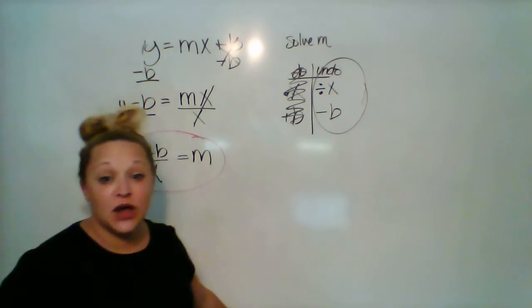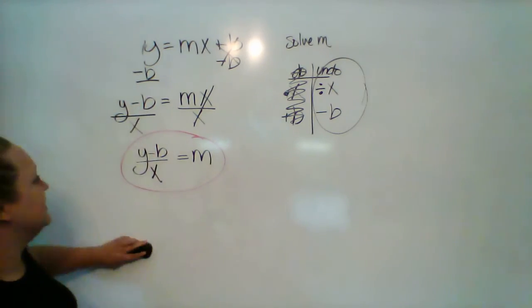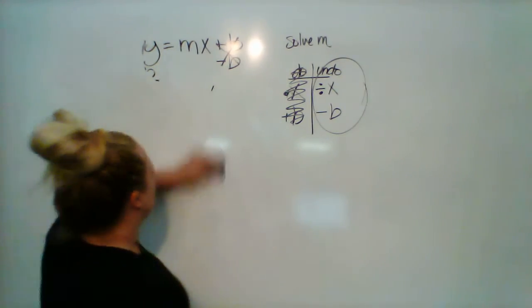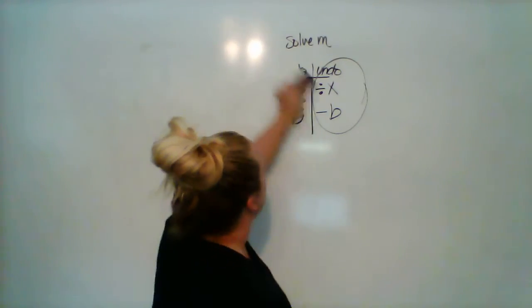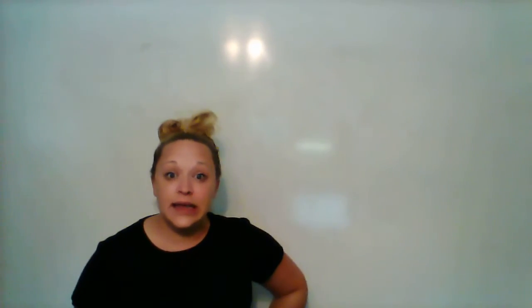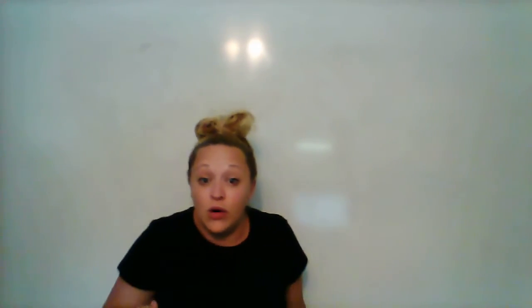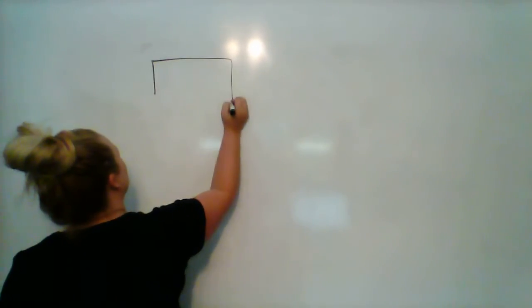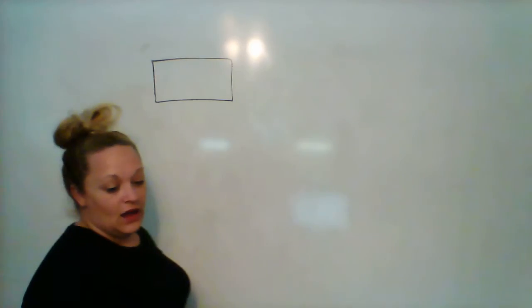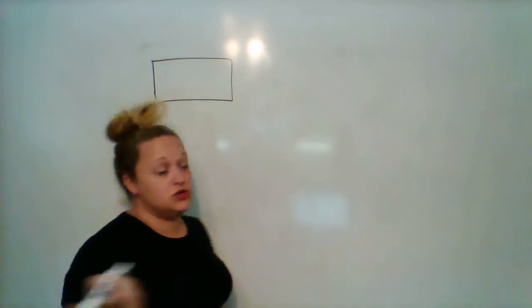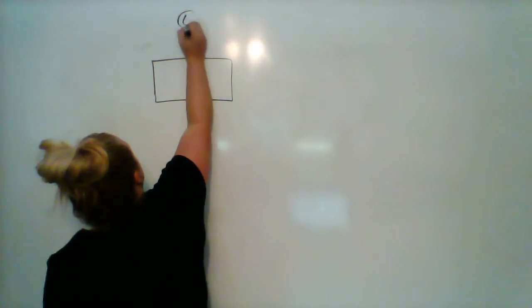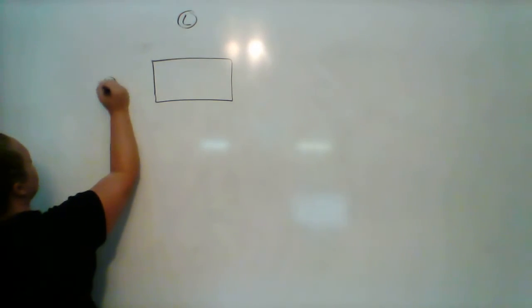Okay. So, this is our answer. Alright, so we're on number 10, our last problem. Number 10 says, the length of a rectangle. Oh, a rectangle? I'm going to draw a rectangle. A length and a width. So I'm going to draw a length at the top and a width on the side.